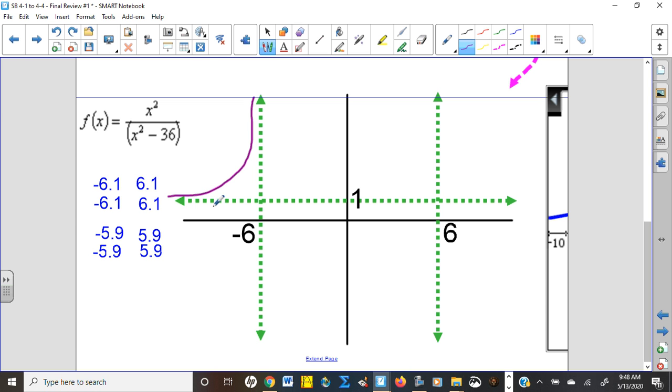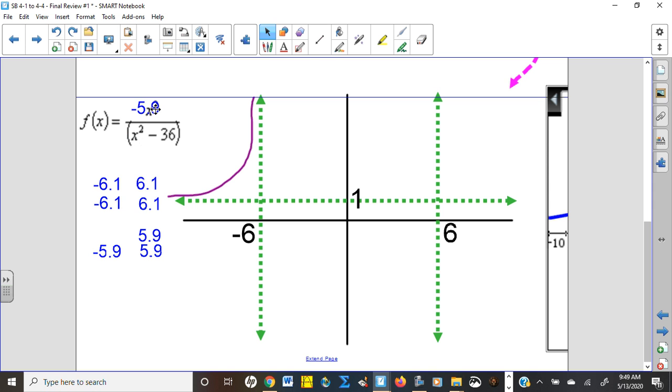Okay. Now using the same method, I could take negative 5.9 on the other side, very close to negative 6. I could plug it in the top and say, oh, that's going to be positive because I'm squaring it, right? But on the bottom, when I square it, even though the value will be positive, because it's less than 6, the square will be less than 36. It'll be a little less than 36. So when I do this number squared minus 36, I'll get a negative.